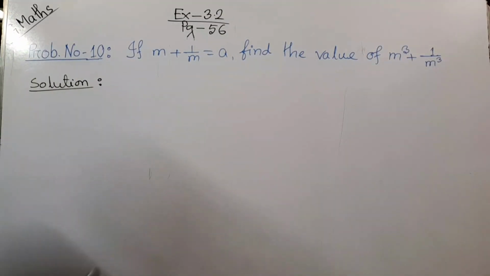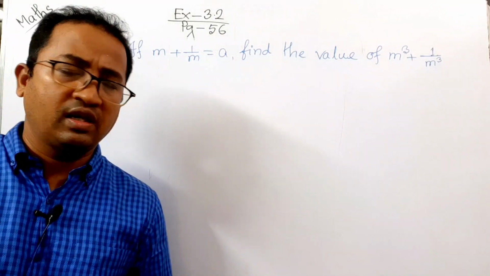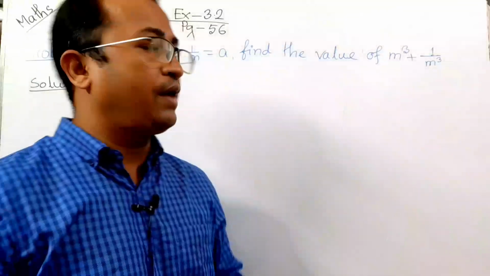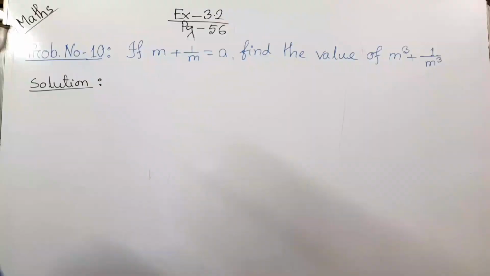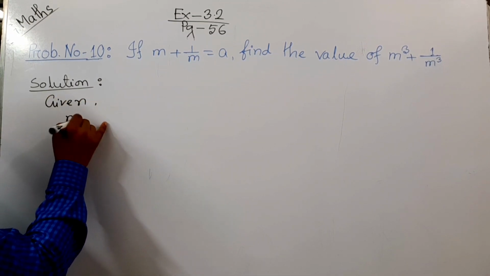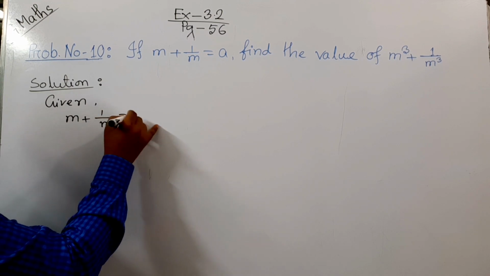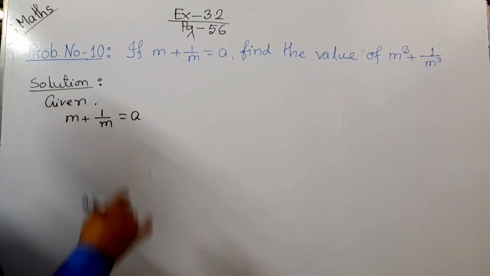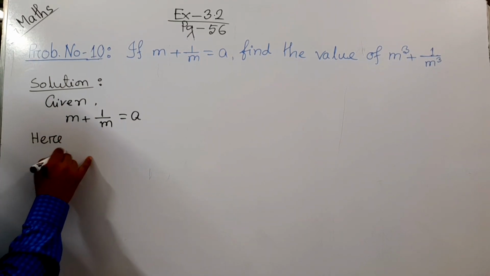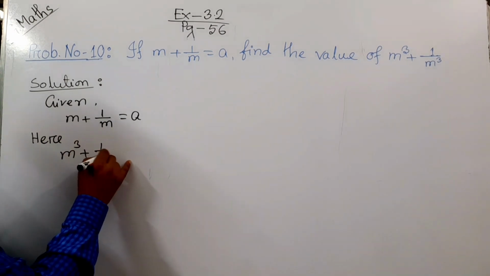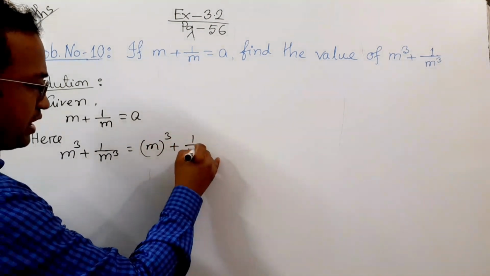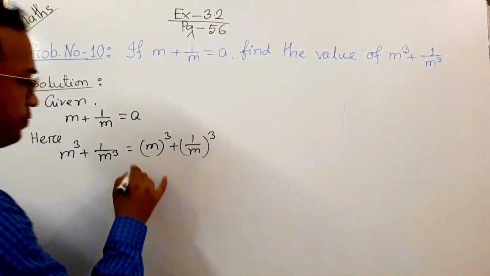Now question number 10. This is the last question of this lecture. Now look, if m plus 1 by m equal to a, find the value of m cube plus 1 by m cube. Given m plus 1 by m is equal to a. Here m cube plus 1 by m cube, we can consider this m whole cube plus 1 by m whole cube, that is a cube plus b cube.